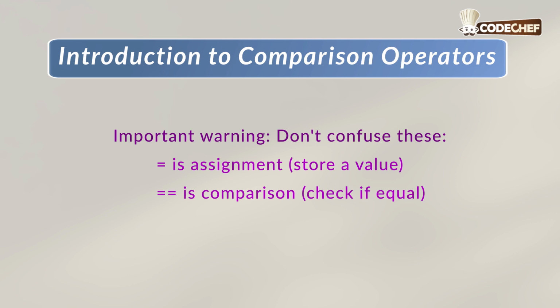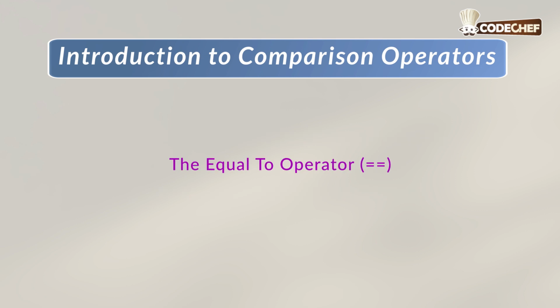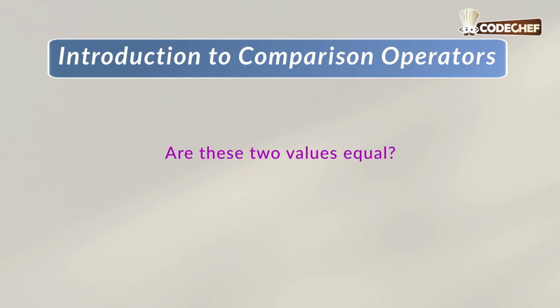So let's start with the equal to operator. The equal to operator is written as two equal signs. It checks if two values are exactly the same. It asks the question, are these two values equal? The syntax for the same is value 1 equal to equal to value 2. Let's look at a simple example.